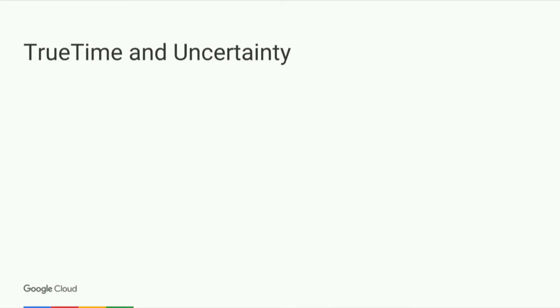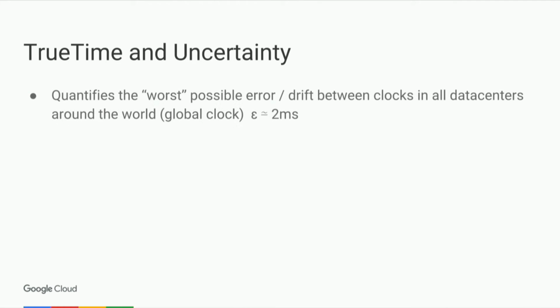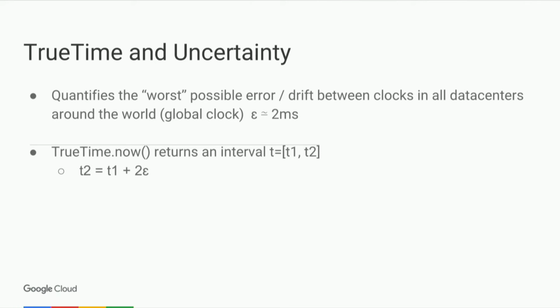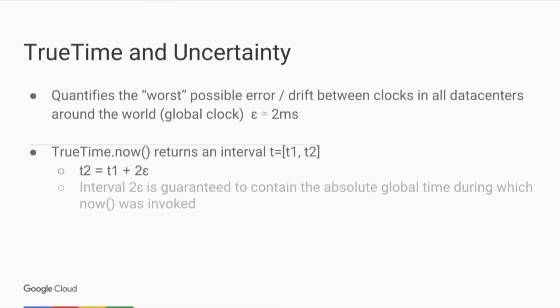TrueTime quantifies the worst possible time drift between clocks in all data centers around the world compared to the global clock, with an average of plus or minus 2 milliseconds. When requesting the current time, TrueTime returns an interval containing 2 timestamps, T1 and T2, the difference between which is double the maximum drift. So now we have a time interval we are sure contains the global timestamp. We can use before and after comparisons on this interval on machines across the globe to verify if one TrueTime's timestamp occurs before or after another.